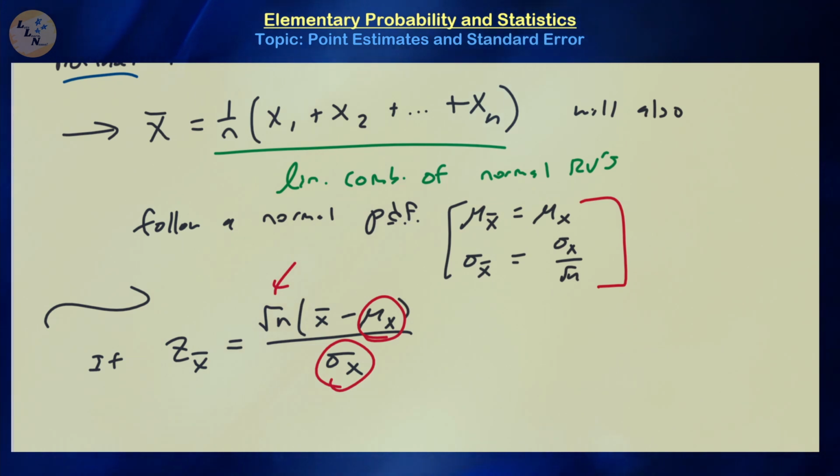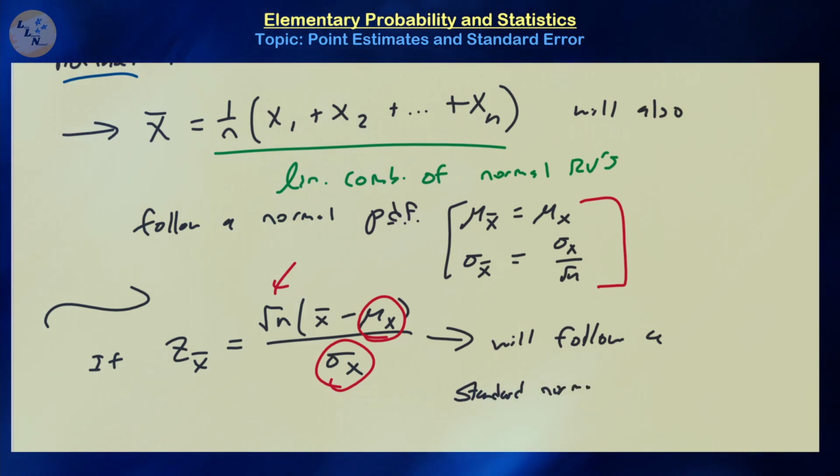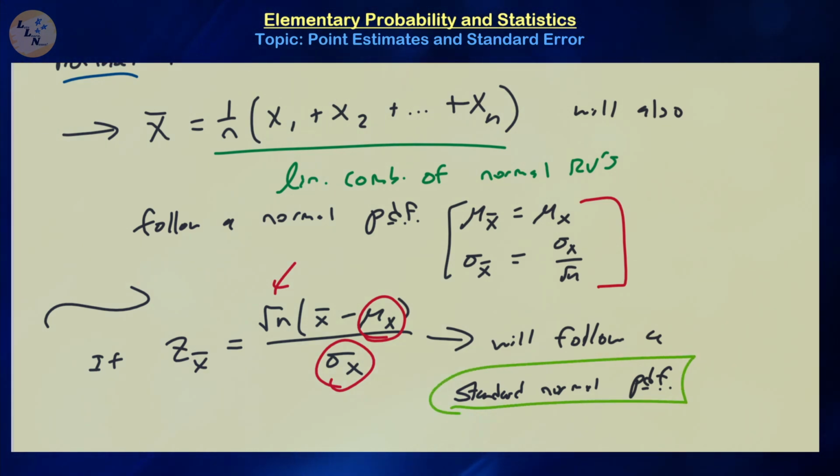So if x bar is a normal random variable, that means this object will follow a standard normal distribution. Some people will refer to the standard normal PDF as the Z distribution. This is a synonymous name for the standard normal distribution or the Z distribution.